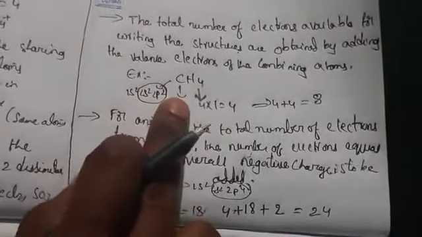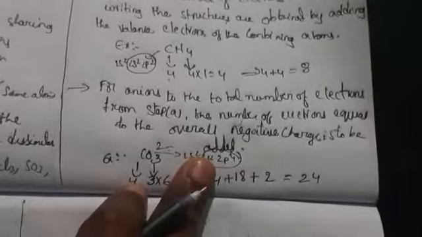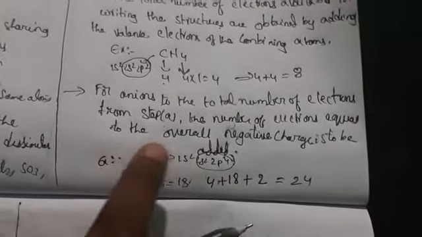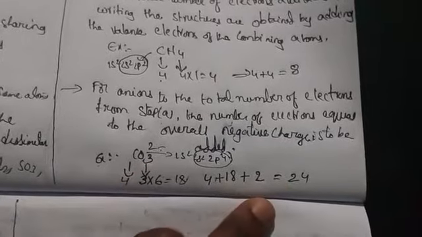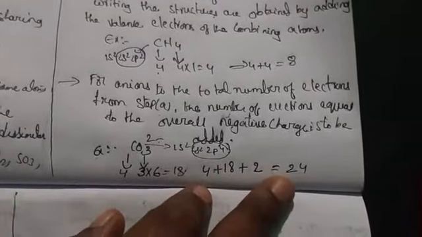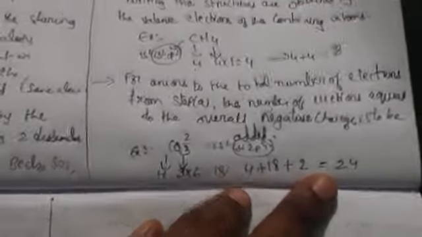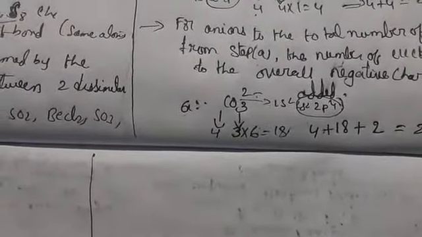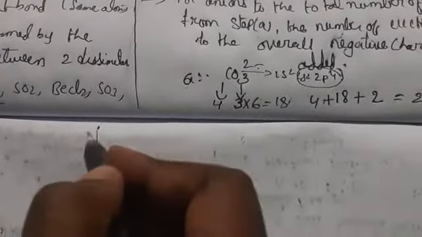In the first step we counted the valence electrons. In the second step, we take the valence electrons, and if it represents a charge, then we add that charge. Then we get this number. What is the next rule we have to do here? Let us see.